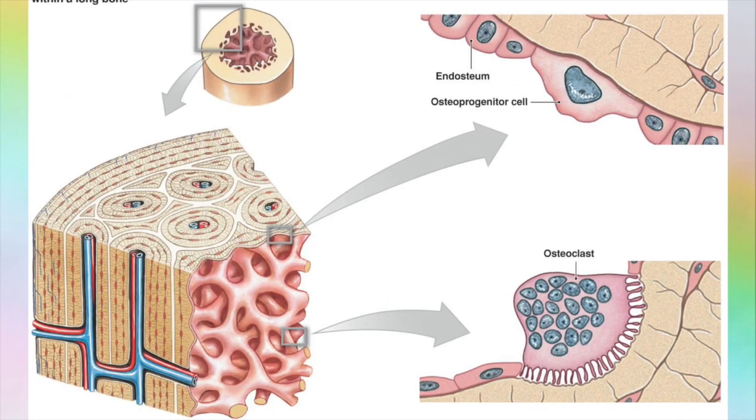Then we have osteogenic cells, also called osteoprogenitor cells. These osteogenic cells are stem cells that can become osteoblasts, and they're important in bone growth and repair. And then another cell type we have are osteoclasts. Osteoclasts are cells that remove and recycle bone matrix. They are important for regulating calcium and phosphate ion concentrations in blood.